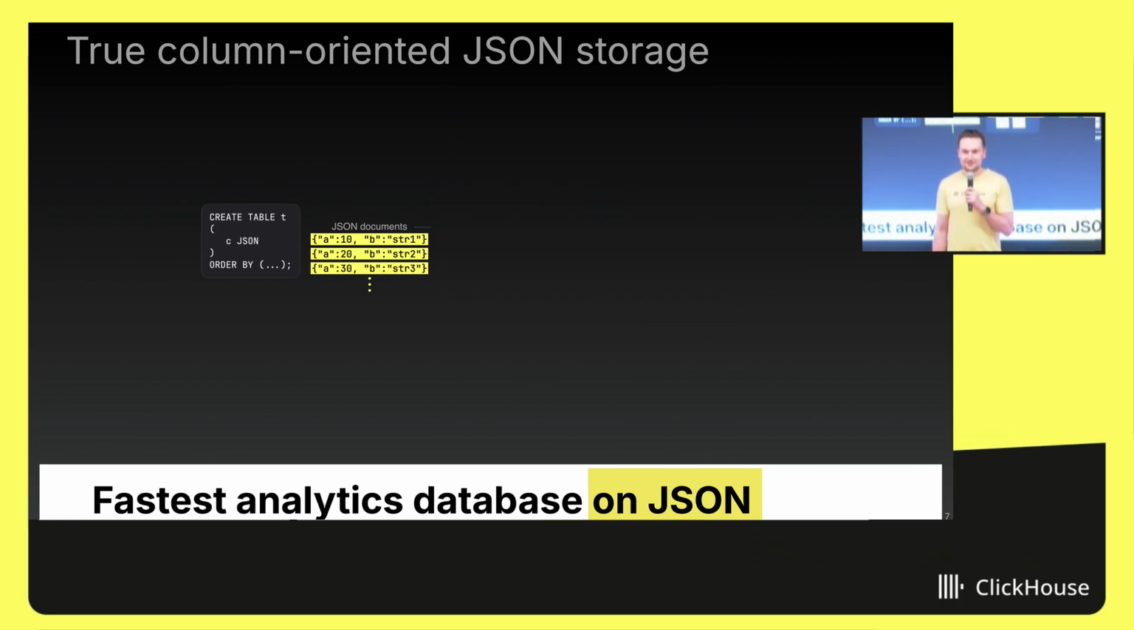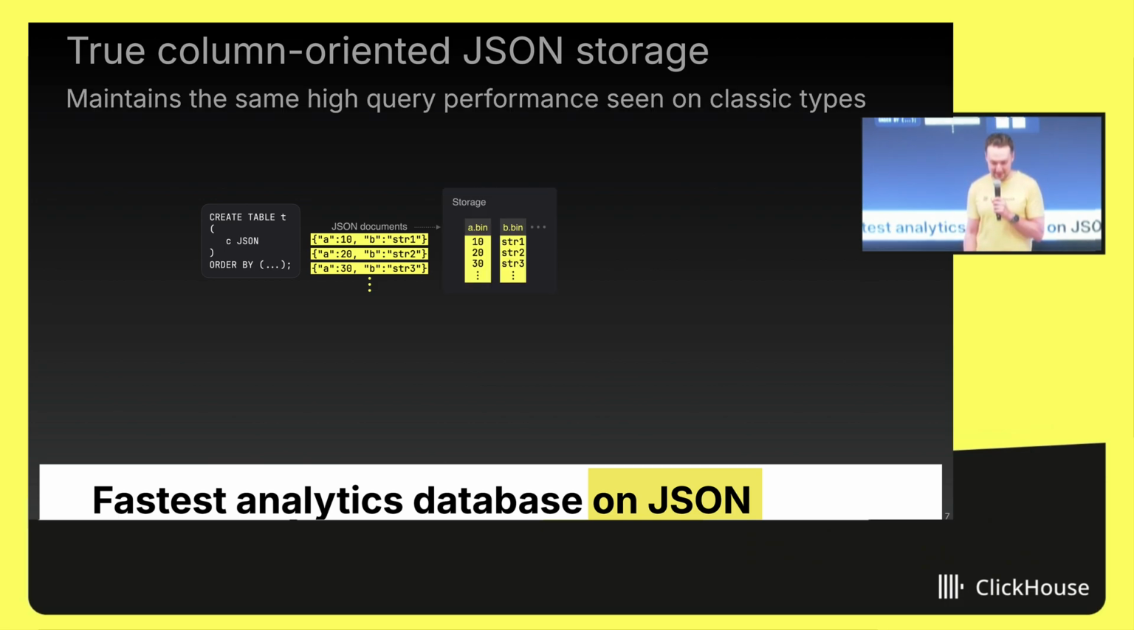We have to implement true column-oriented storage for JSON, like we do for regular columns. But JSON data is semi-structured, so we have to analyze our objects. We have to somehow deconstruct them to store them efficiently. But if we do it, can we maintain the same query performance as on separate classic data types? Let's take a look at how it is possible, and if it is even possible.